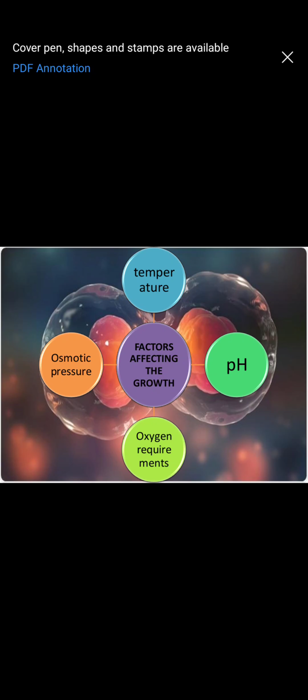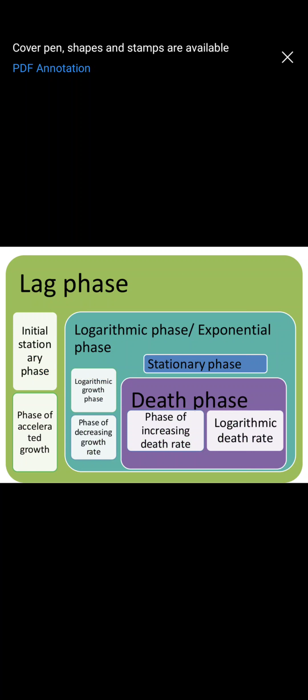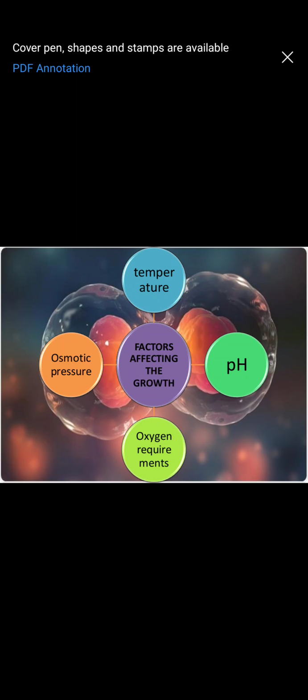What are the factors that are responsible for the proper bacterial growth curve, or which will affect the growth curve of bacteria? Of course, all the physical factors and the nutrition. So nutrition is very very important. Apart from that, temperature, pH, oxygen and osmotic pressure. So these are the factors that affect the growth of bacteria.